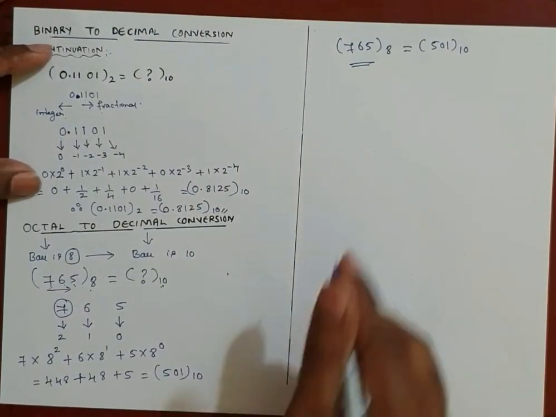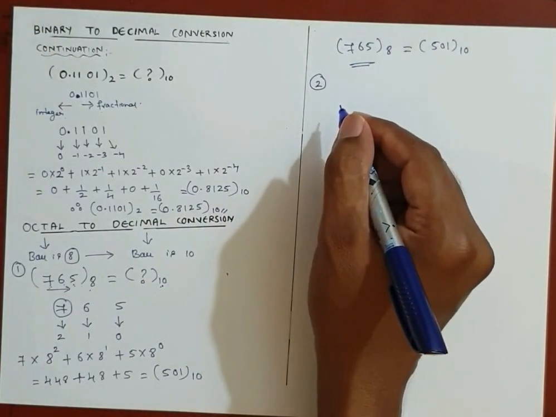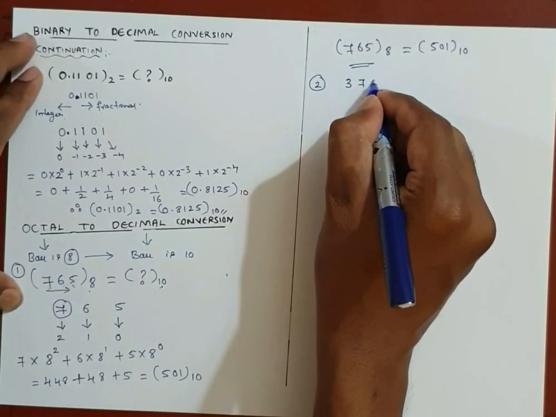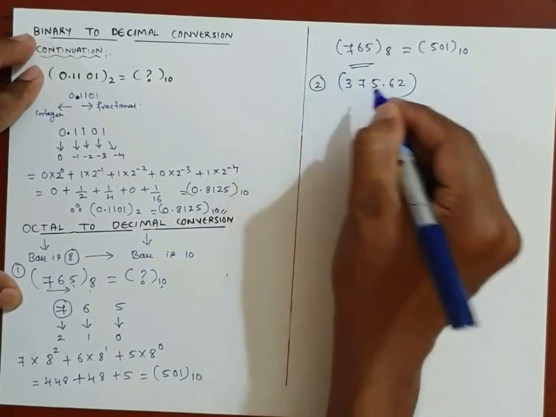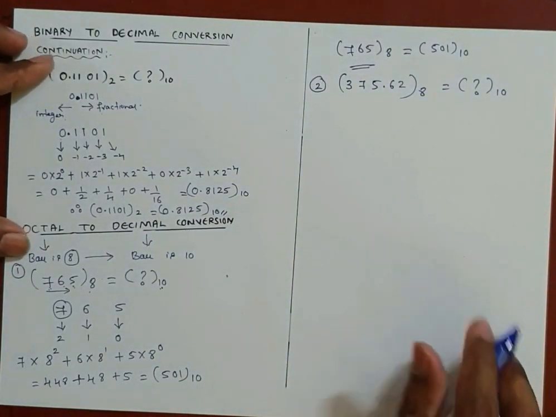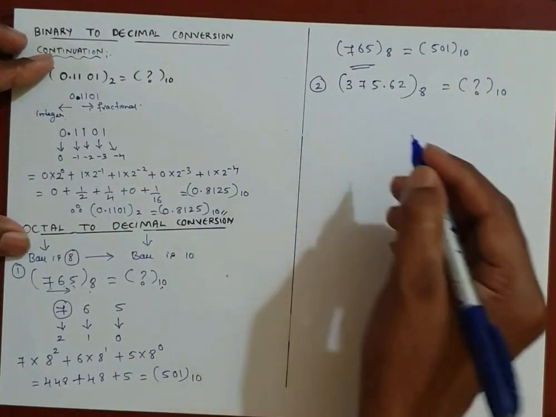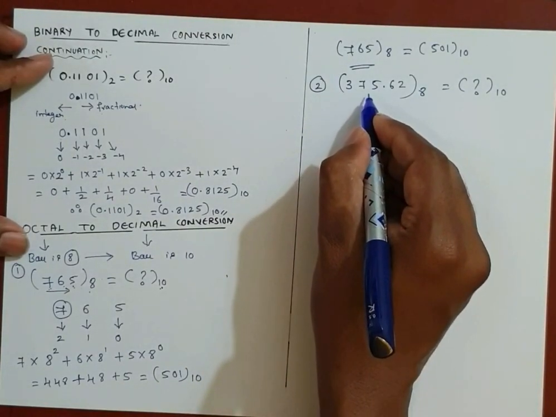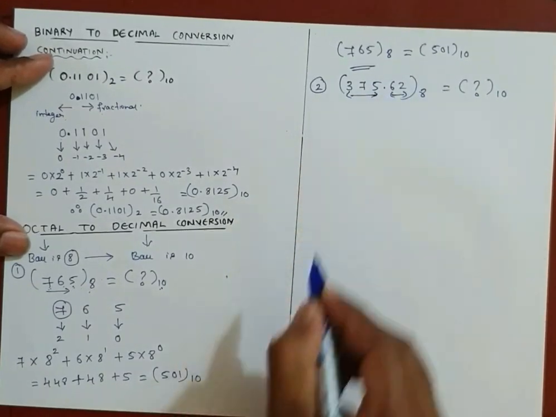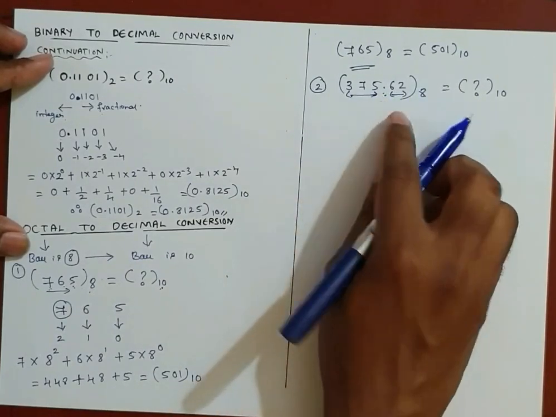Next I will consider one more numerical, number 2; this was numerical number 1. Say for example, if I take an octal number 375.62 to the base of 8, it will be equal to what in the base of 10. So again I have to convert this given octal number into decimal form. As I have said, here we have both an integer part and a fractional part: the integer part before the point, the fractional part after the point. So it consists of both here.